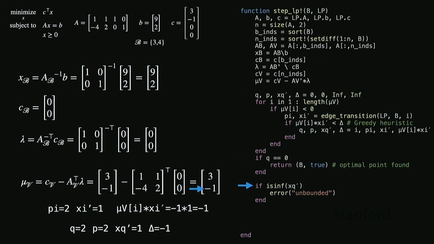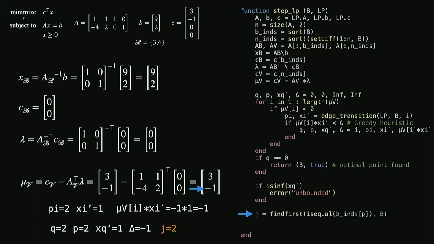We're going to continue. We're then going to check, is xq prime infinity? Now, what this means is that we went through this for loop, q was not 0, meaning that q had changed. We had run some edge transition here, but xq prime has continued to increase or has blown up to infinity, in which case we have an unbounded problem. So we can error out here that the problem is unbounded. That's also not the case for us, so we can continue on.